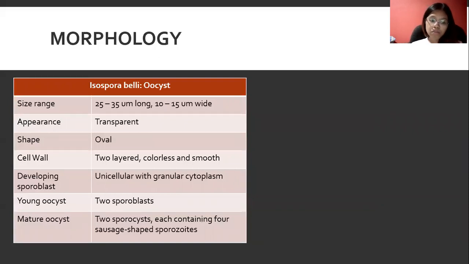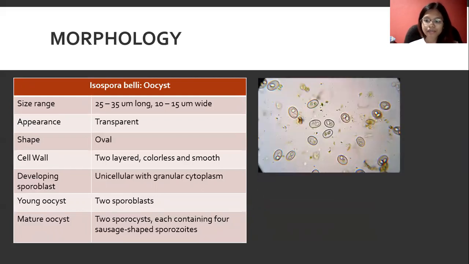The developing sporoblast usually is unicellular with granular cytoplasm. The young oocyst has 2 sporoblasts, while the mature oocyst has 2 sporocysts, each containing 4 sausage-shaped sporozoites. Yan.